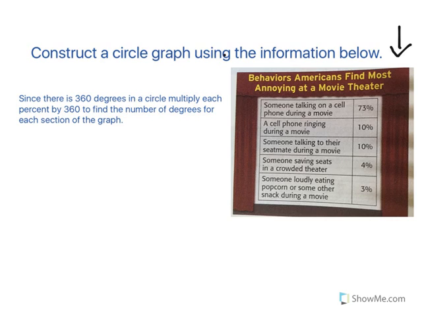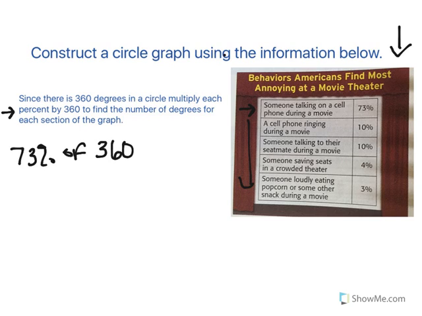Since there are 360 degrees in a circle, we need to multiply each percent by 360 to find the number of degrees for each section of the graph. We're going to start with the first data point and work our way down. We're going to take 73% of 360, and remember, of means multiply.